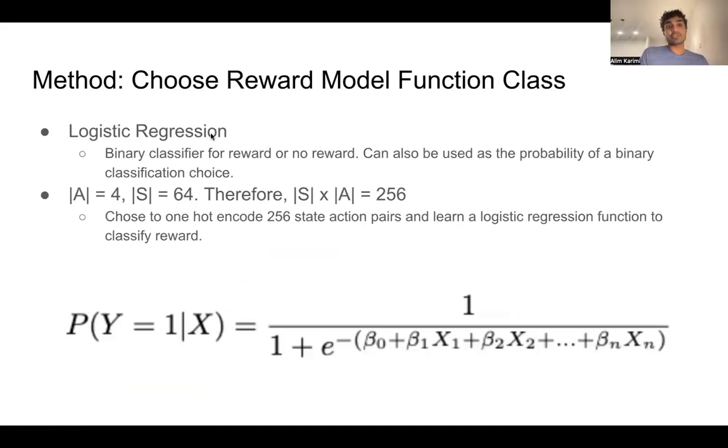I chose logistic regression. It's a binary classifier with no reward or reward, so that kind of plays nicely. And we can also use a probability of the classification as an interpretation of the reward as well. So we have 256 state action pairs in this problem we've posed. And so this is what the logistic function looks like, where n is going to go up to 257.